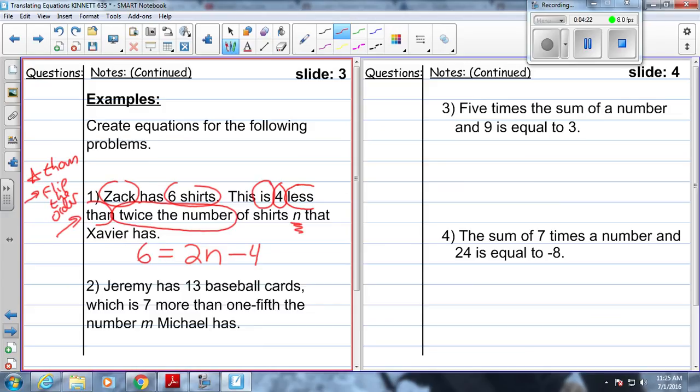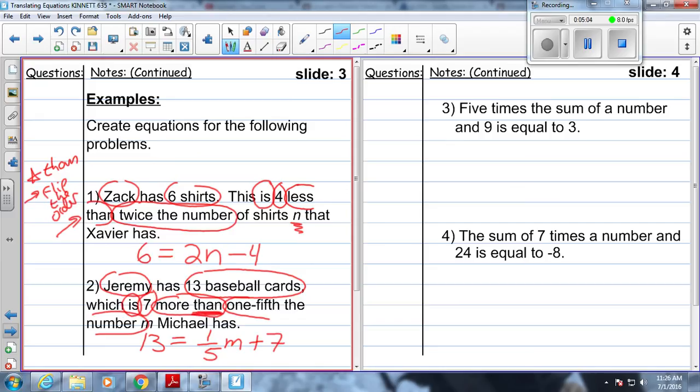Hey, on problem 2, we have Jeremy. Jeremy has 13 baseball cards. We can go ahead and start writing that down from left to right. Then you have this word is. Love that. That means equals 7 more than 1/5 the number. Okay, so remember, I like to use always skills, although the commutative property says we can add in any order. But since I saw that than, I'm going to switch the order. 1/5 m, then we have the plus, and then we have the 7. And that's now been translated, so we can solve it.